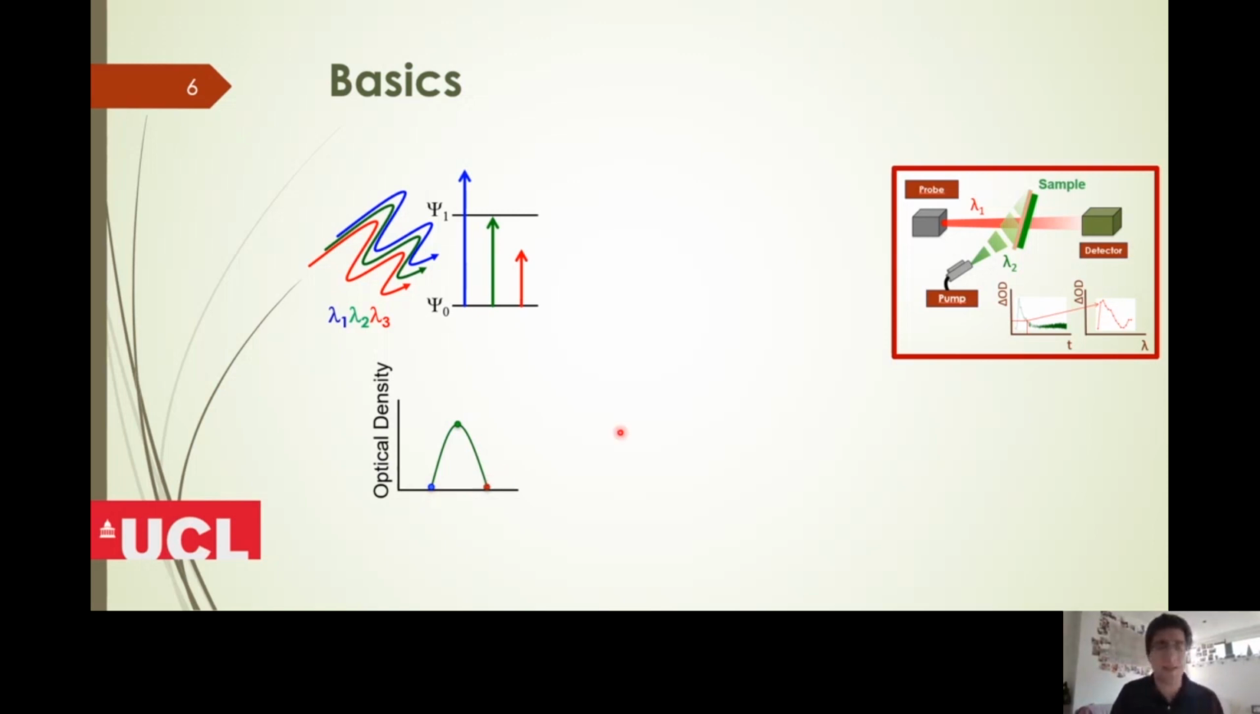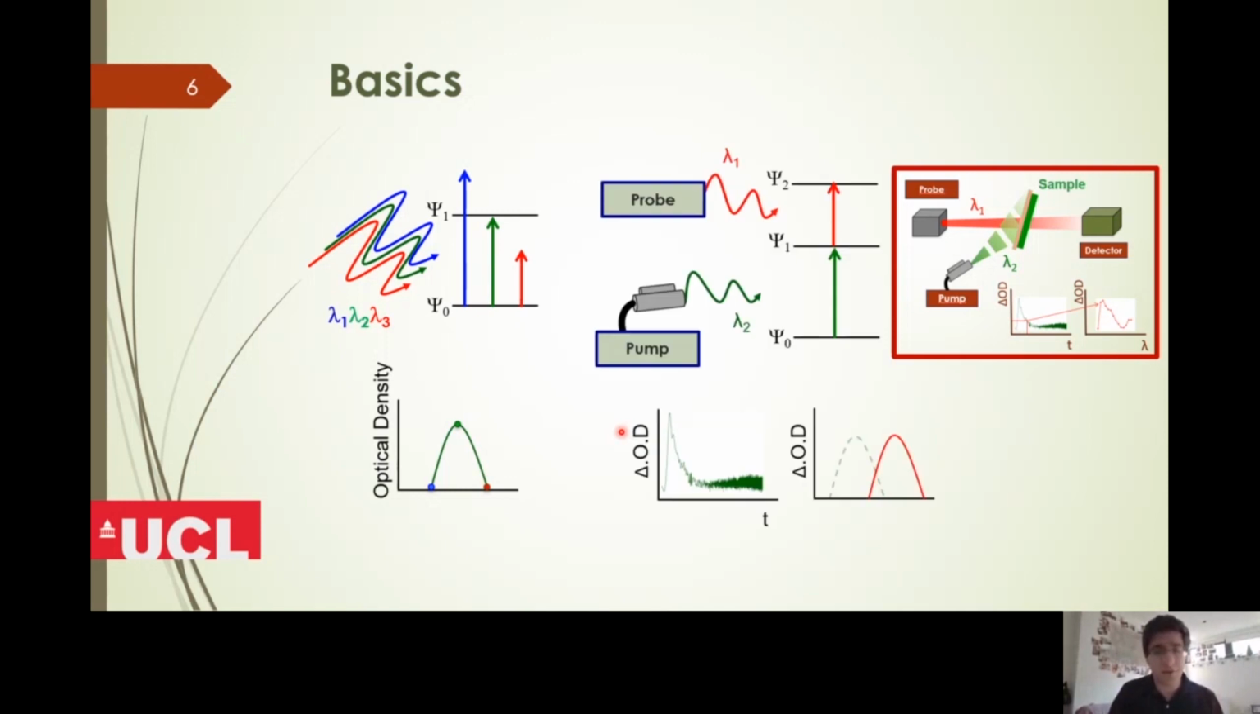TAS is exactly the same thing. The only difference is that instead of having information about the ground state, like in ground state absorbance, you have information about the first excited state. How do we do that? With two different light sources: one is the pump, and one is the probe. The pump is in charge of exciting your system, so you go from the ground state to the first excited state.